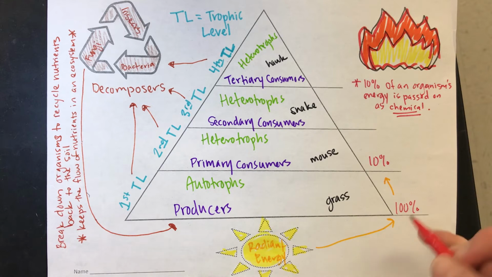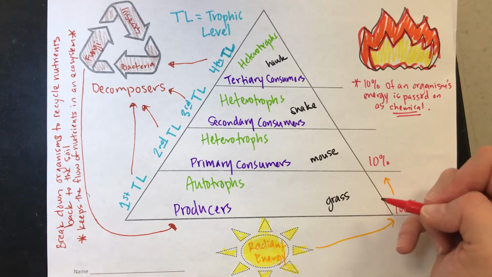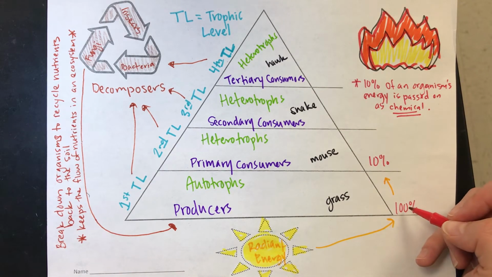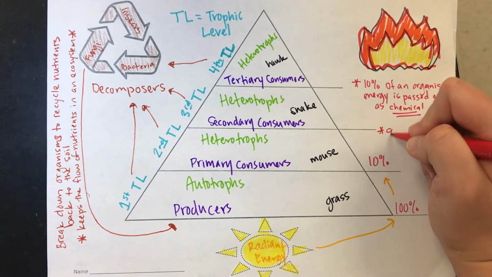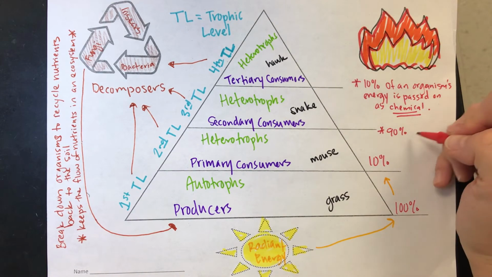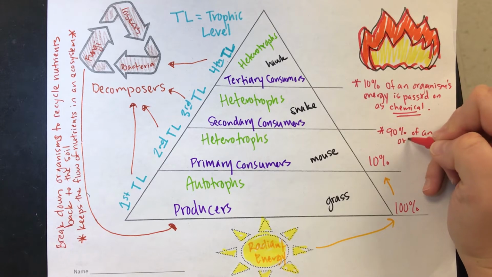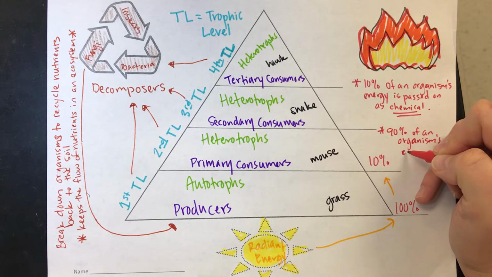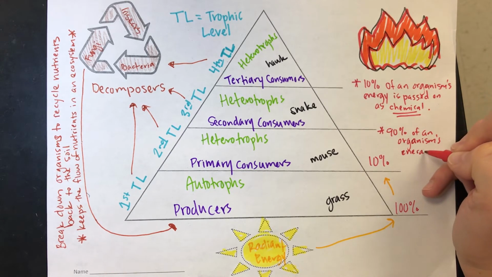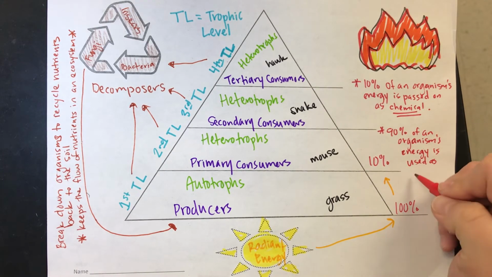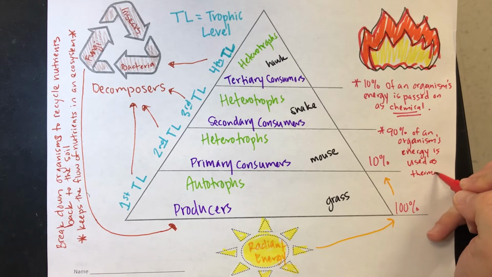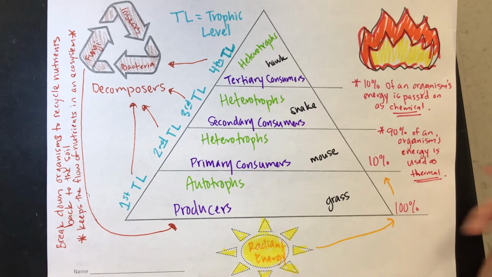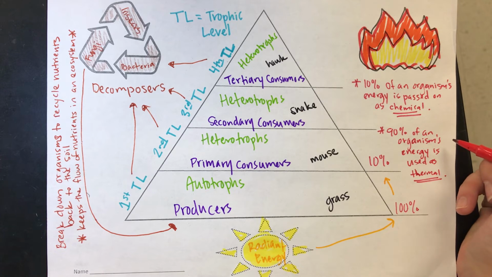So we've got the grass, which has 100% of its energy from radiant. It converted it to chemical. But the mouse is only going to get 10% of that original energy. What happens to the other 90%? Well, 90% of an organism's energy is used as thermal energy. So that's why we have the little flame over here.